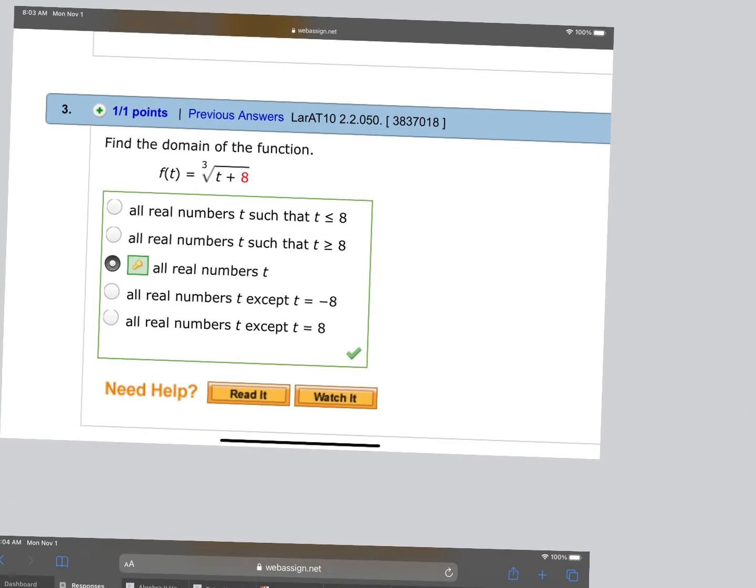Okay, this is a homework question. So this one, because it's a cube root and not a square root, or if it was a fourth root, you'd have to do the greater than or equal to any even index on the outside. You have to restrict it. But because it's an odd root, you can take an odd root of a positive, a negative, 0, doesn't matter. So that's why it's all real numbers.